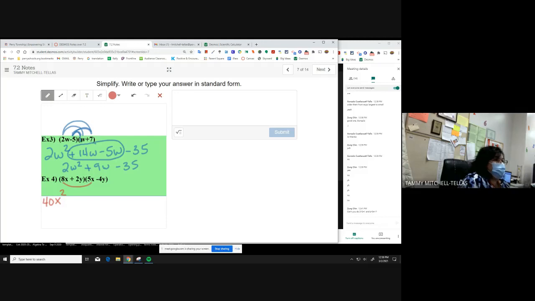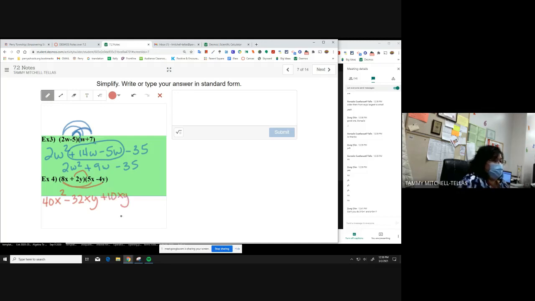And just like W times W was W to the second, and C times C was C to the second on the first screen. Right, now we do outside. So 8X times negative 4Y. So what's 8 times negative 4? Negative 32. And then I just put them in alphabetical order, XY. Now I'm doing inside. What's positive 2 times positive 5? 10. And it's XY.